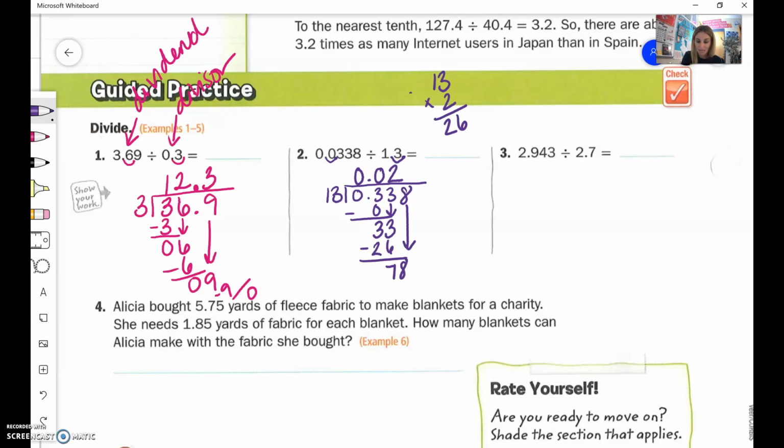So 78, how many groups can I make? Well, 78, let's try times 6. So 8 times 6 is 48. 7 times 6 is 42. Oh my goodness, redo. I'm doing this wrong. I'm multiplying it by 78.